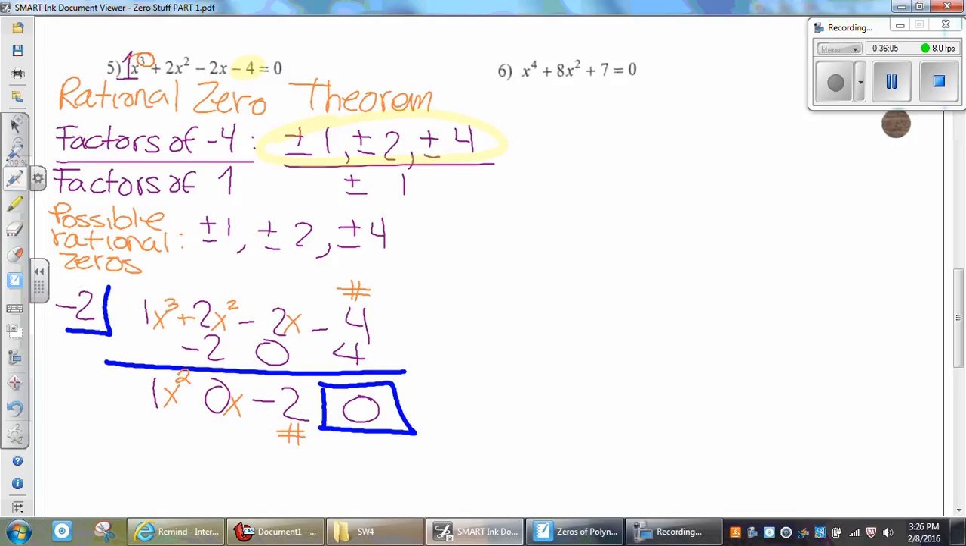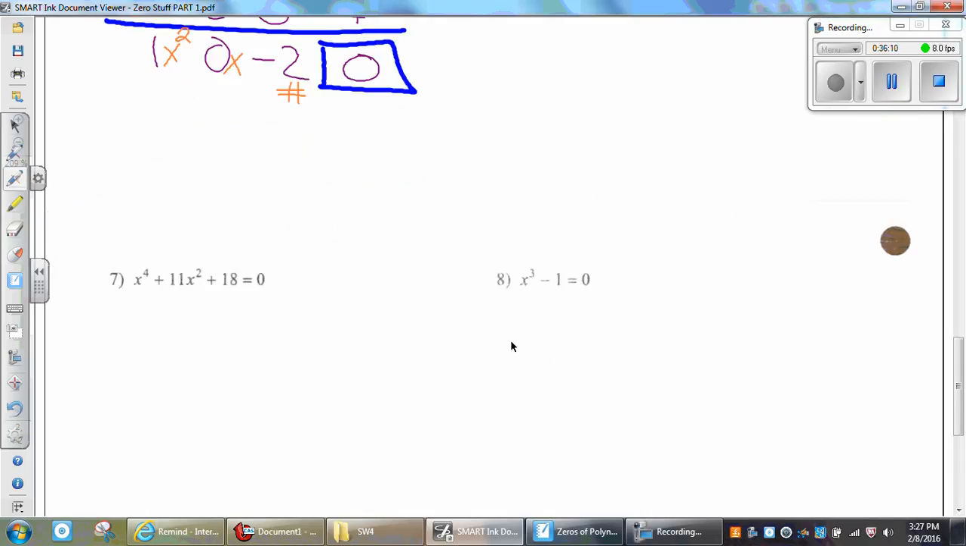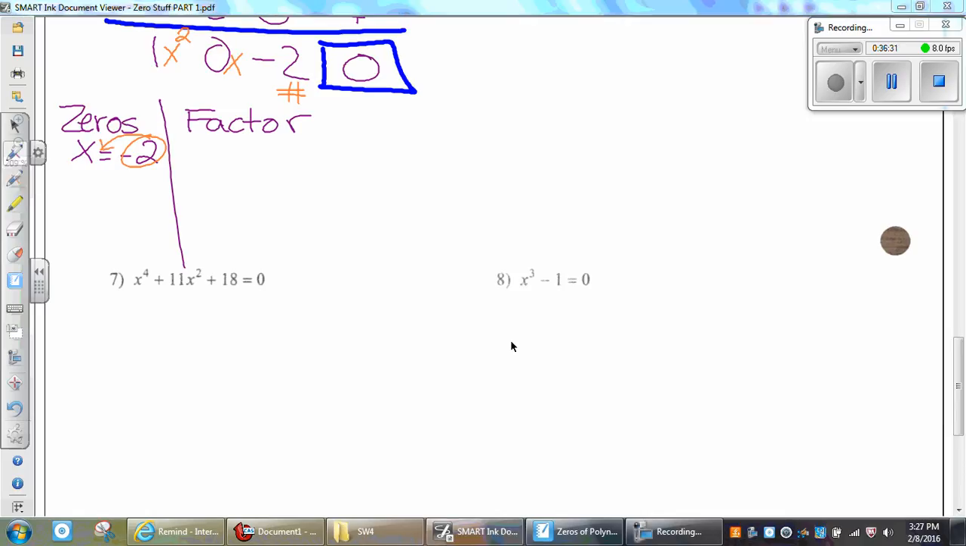So let's see what we have so far. Thanks to Jasmine's lucky guess, we have found one of the zeros. And that was x equals negative 2. So if we know what the zero is, could we know what the factor is? Yes. If we just take this negative 2 across. So what will the factor be? x plus 2 or x minus 2? x plus 2. Very nice.